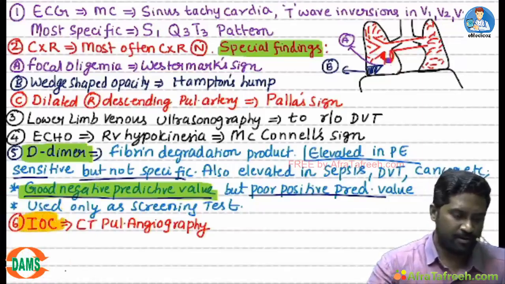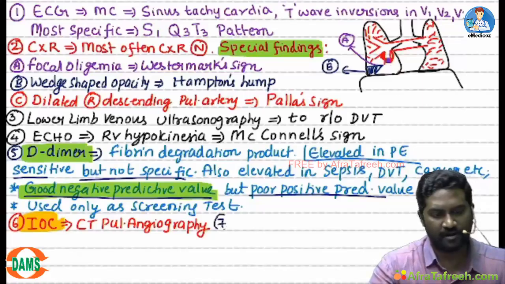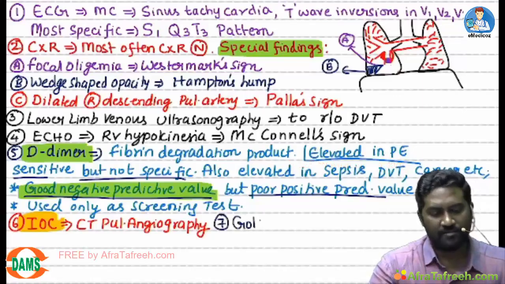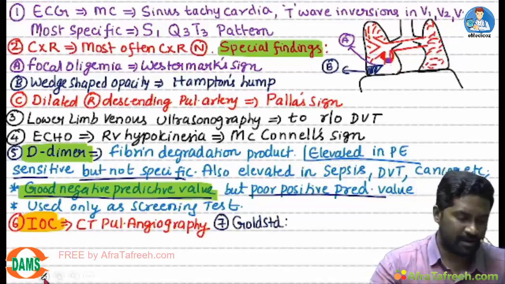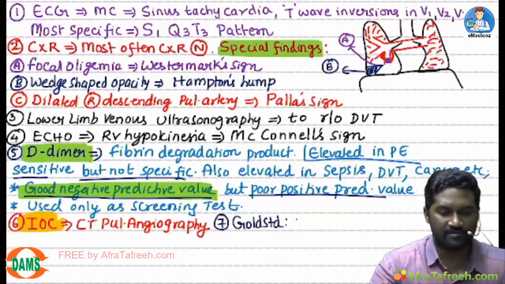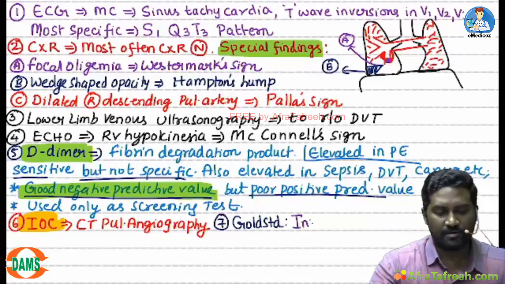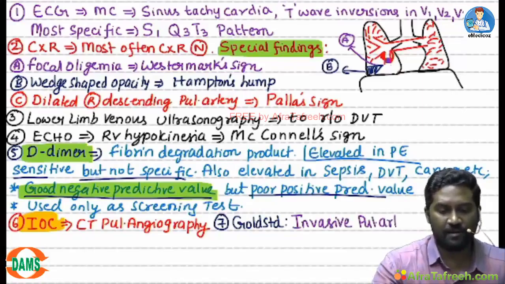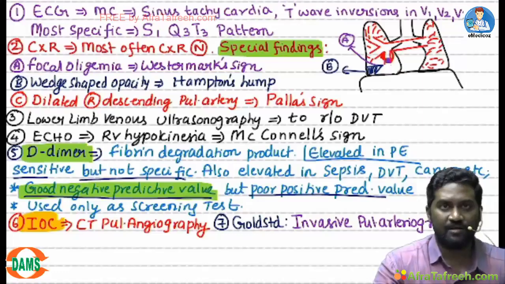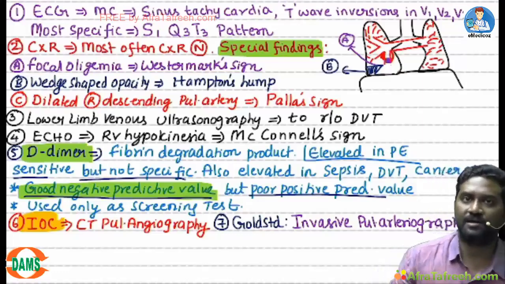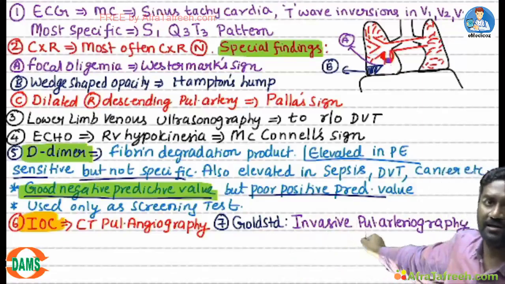Then what do you mean by gold standard? Gold standard means it might be difficult to do. It might be associated with complications. But if you do it, you are 100% sure about the diagnosis. Gold standard test will be invasive pulmonary arteriography.